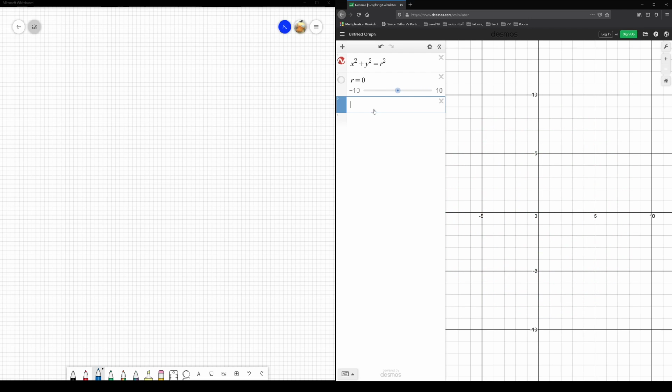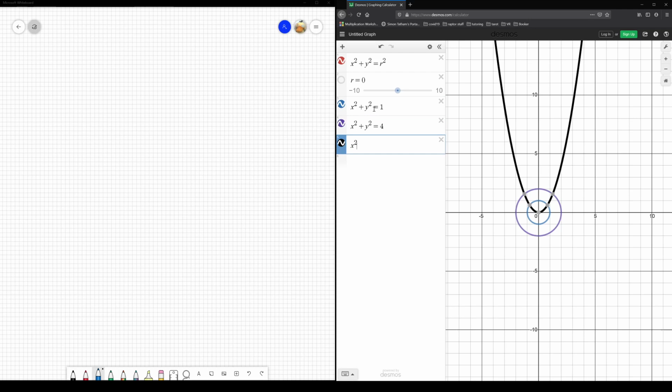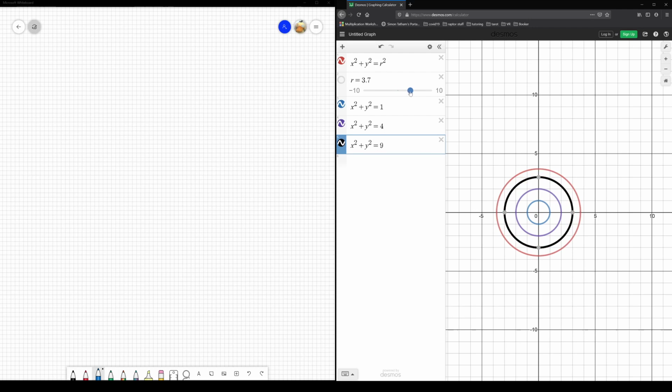But just as an illustration, if I have x squared plus y squared equals 1, x squared plus y squared equals 4, x squared plus y squared equals 9, and so forth. Notice that the radius in each instance here is increasing by 1, but the area of the circle is not increasing by the same amount every time.